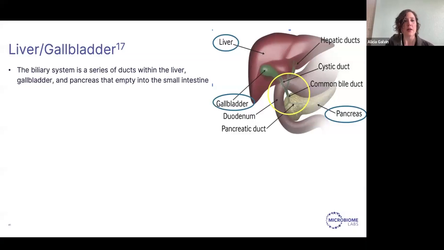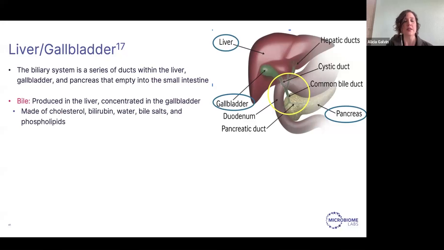So with the liver and gallbladder, we have this whole biliary system that's connecting the liver with the gallbladder and the pancreas to then dump into the small intestine. And when we talk about bile, it's kind of the middle child. A lot of people think about stomach acid and a lot of people think about enzymes, but sometimes bile and bile function gets kind of lost on the clinical side of things. And so I think it's something that is underutilized and it's not always addressed.